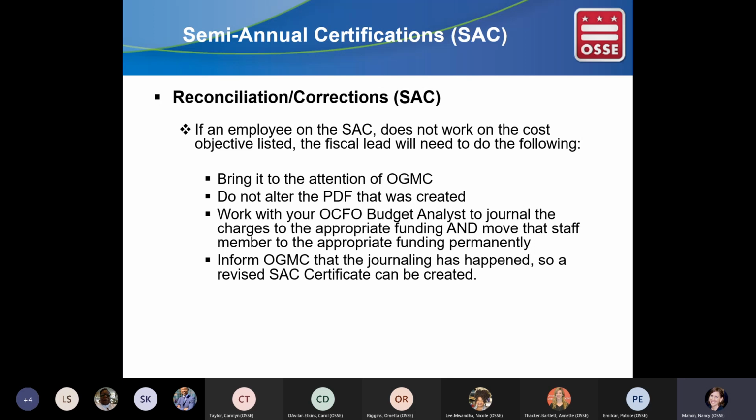It's a serious activity, and when we do these, we have to really attest to the fact that it is true and accurate. So we always want you to bring it to our attention if your name is on something and you don't work on that cost objective, because we definitely have to get that corrected. Does anybody have any questions about this one?